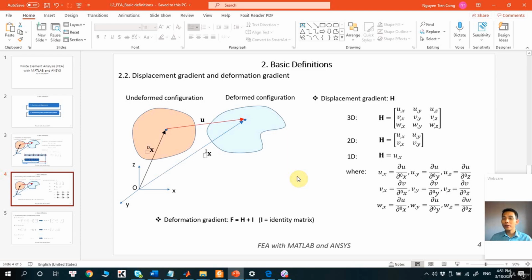In the future, when you take a course on structural analysis, you will see very frequently the term we call deformation gradient. So it's very important. The deformation gradient is denoted by F, but in some books they may use X or other characters, but that's not important. What is important is its formulation: F equals H plus I, where I here is the identity matrix.